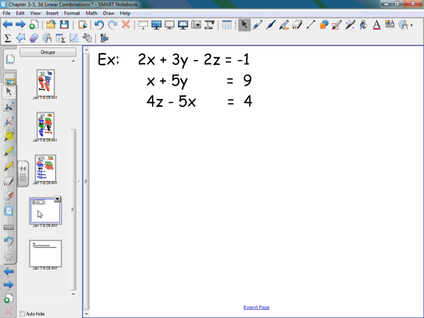Okay, now, last problem I'm going to do for you. This is the one that looks the most difficult, but it is the easiest.